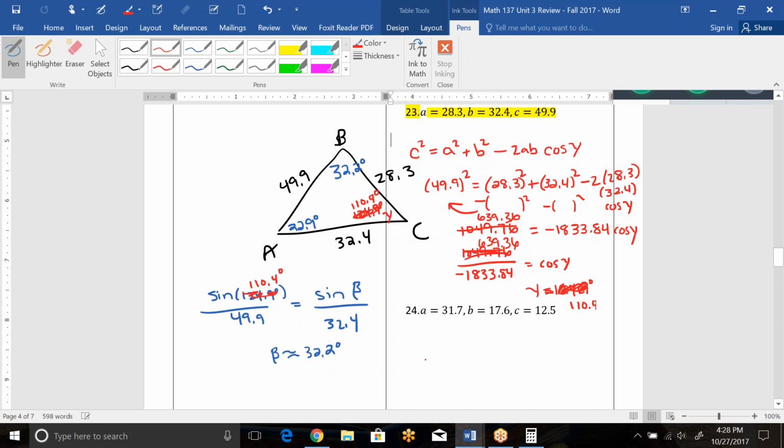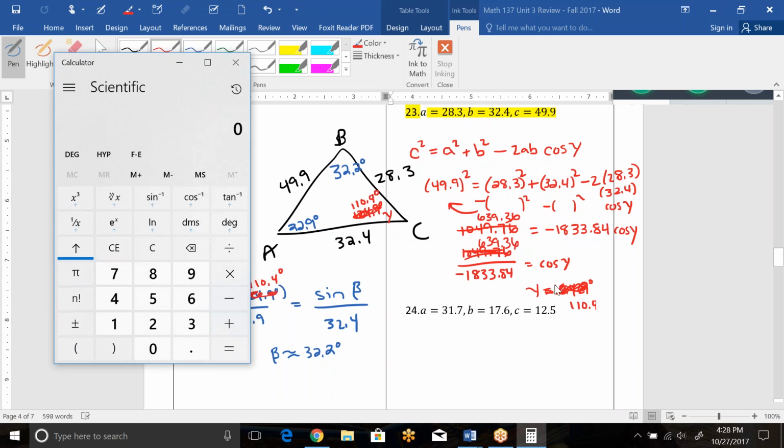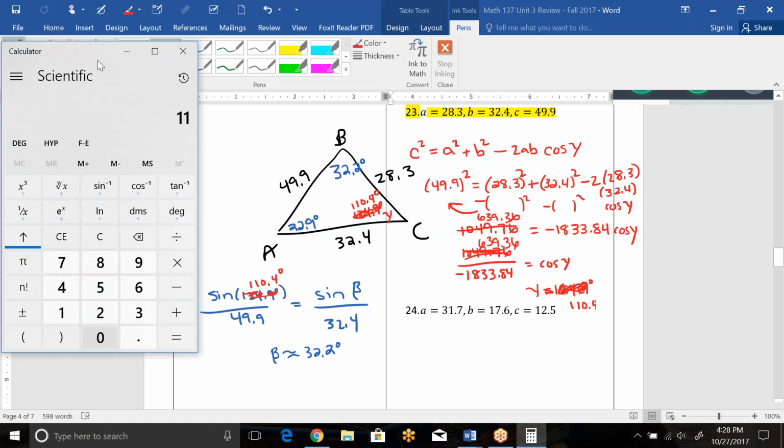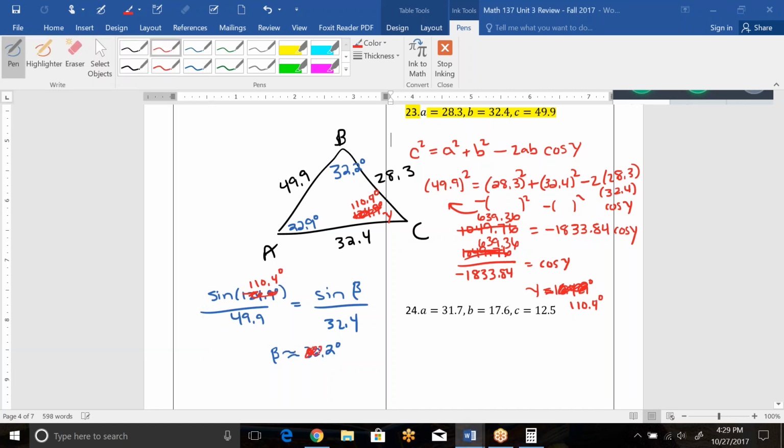The process is still the same, it's just I did not get the correct angle for the first one and it messed up all the others. So it's really important that you double check, but it's also like most instructors will say, okay, you did do a lot of the work right, you just had one part wrong, but you don't want to lose points, so let's just fix this. So 32.4 times the sine of 110.4, and then divide it by the 49.9, and that gives me the sine inverse I have to do. So that's 37.5.